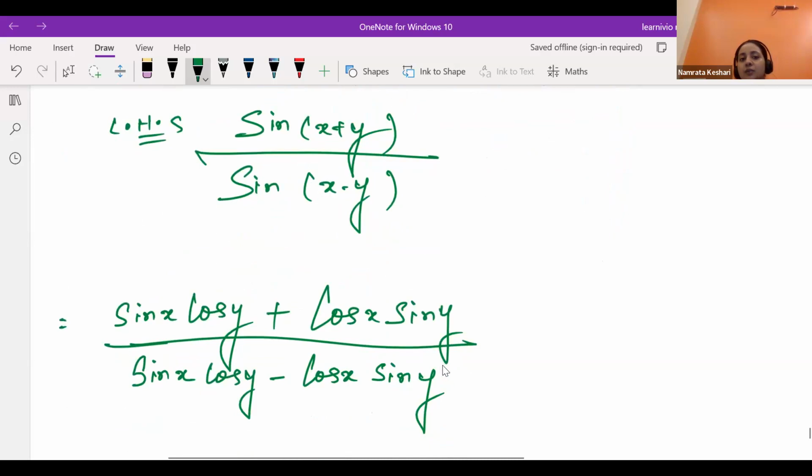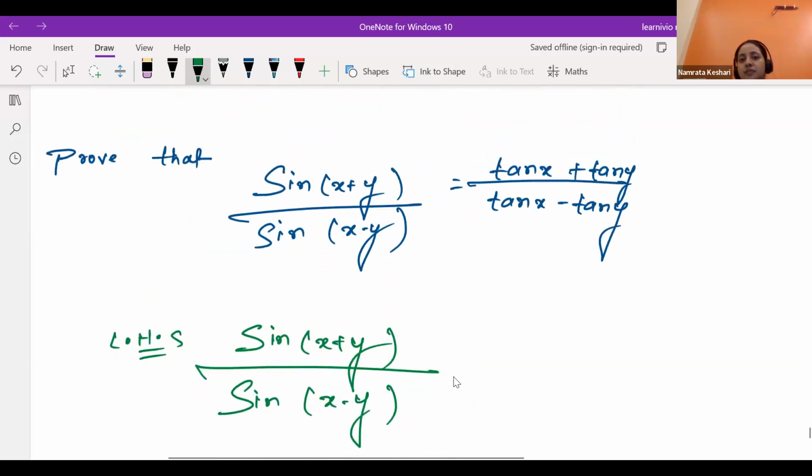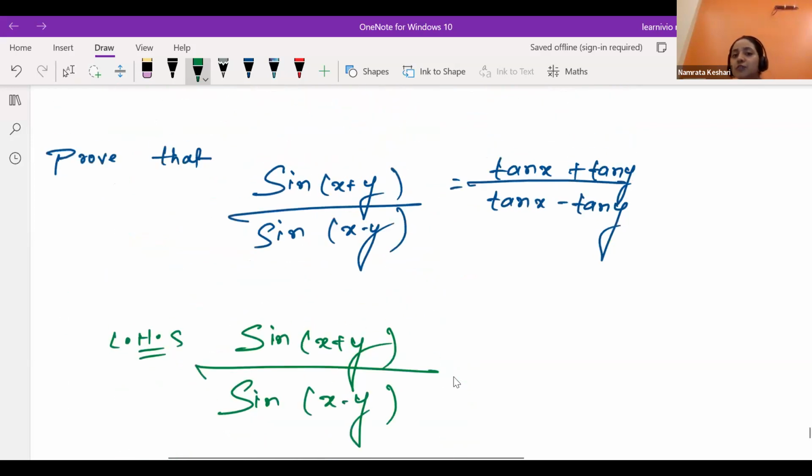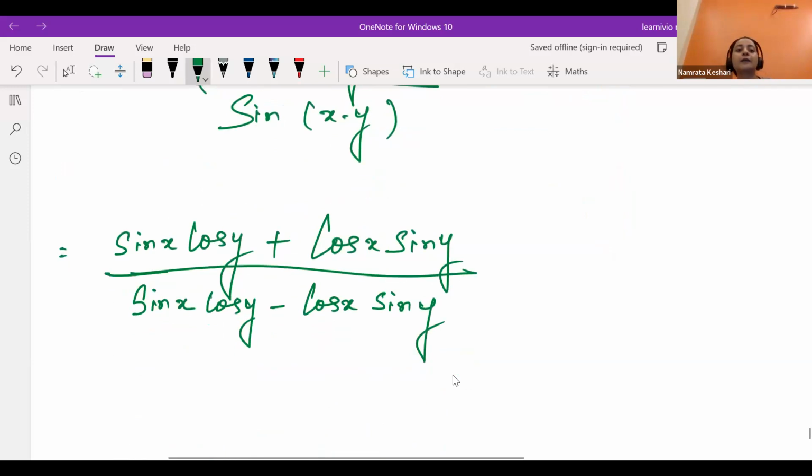What can be done over here? See, tan x is there and tan y is there. We will keep one eye on the right hand side while we work on the left hand side, and move in that direction. On the right hand side, we have tan x plus tan y in the numerator. What can be done for that? Any idea?